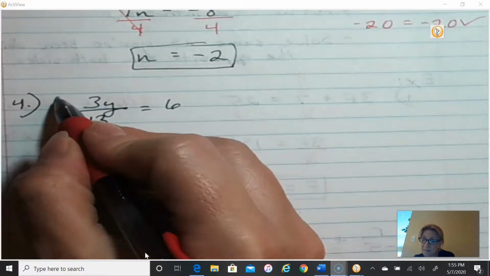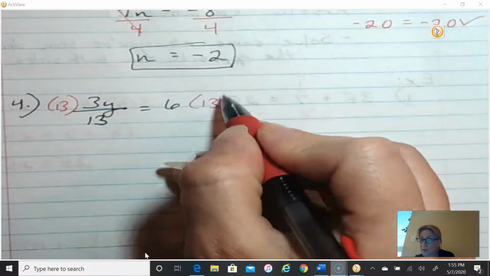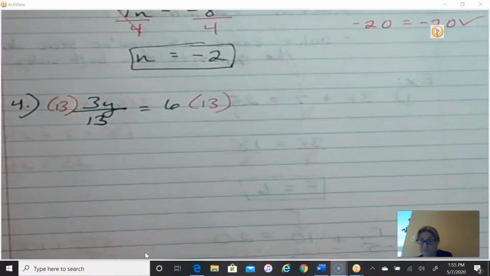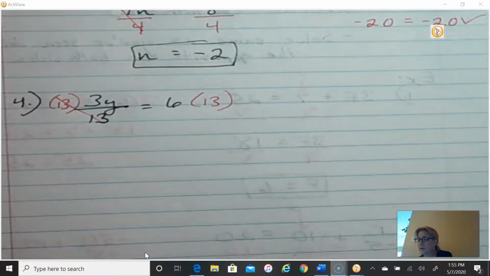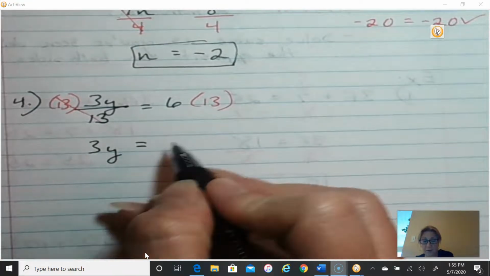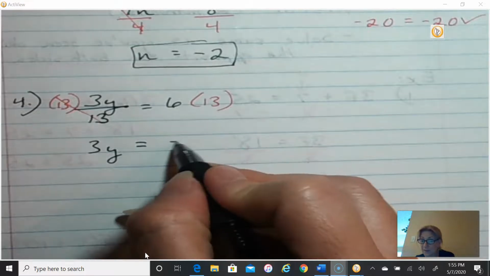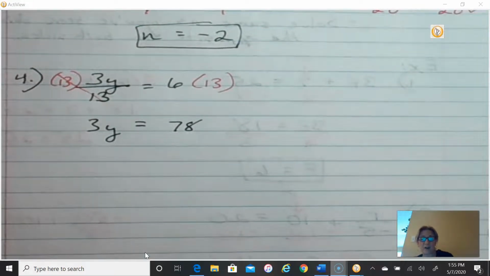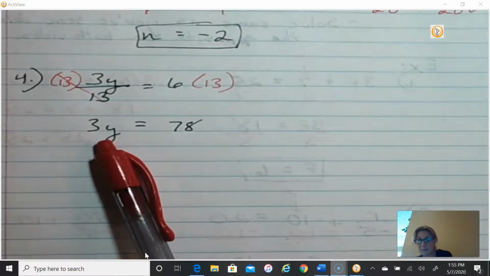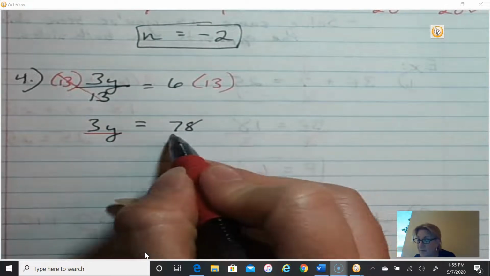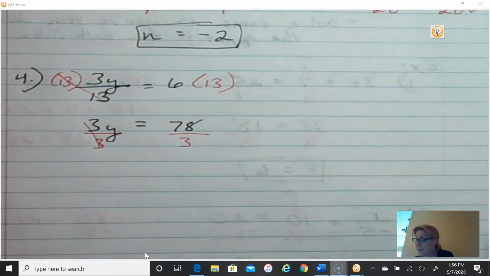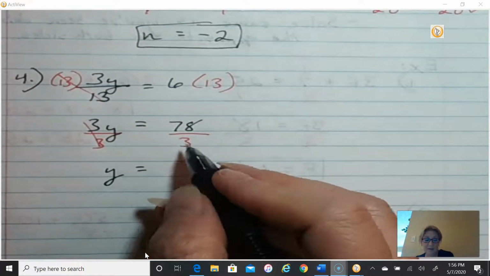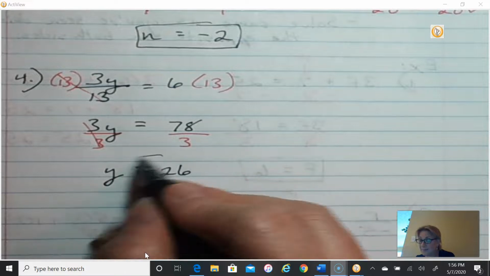So if this is division, the opposite is to multiply. So we're going to multiply both sides by 13. These cancel out, and I'm left with 3y equals 6 times 13 is 78. Okay, I've already done all the work, so that's why I can go on the fly. All right, now this is multiplication. The opposite is division. I'm going to divide both sides by 3. I get y equals 78 divided by 3 is 26.